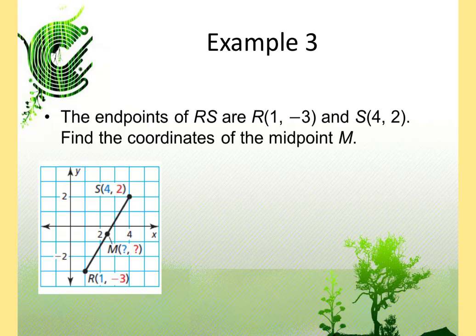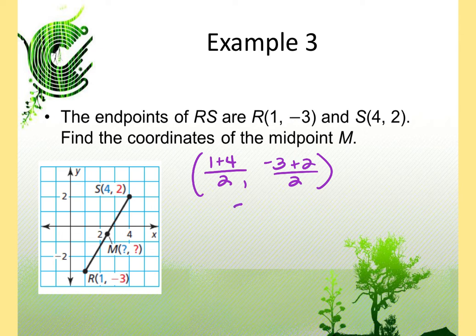So example 3 says the endpoints of RS are R, which is (1, -3), and S, (4, 2). Find the coordinates of the midpoint. So what do I do? So 1 plus 4 over 2, and then -3 plus 2. It's not plus, it's a comma. You don't want to combine them into one. Okay. And then I'm going to keep going.